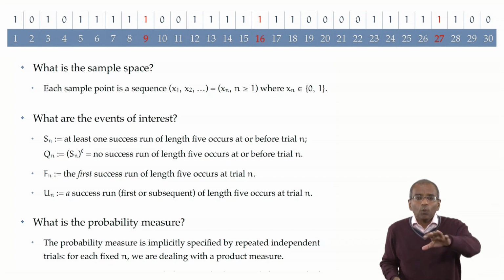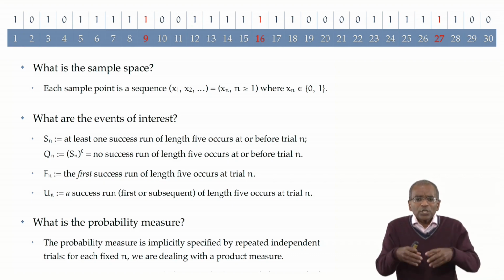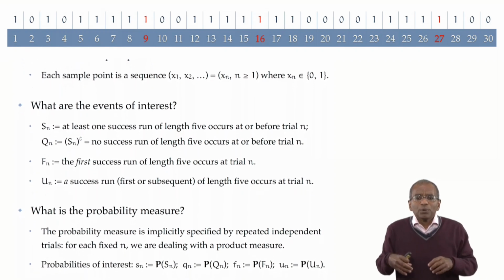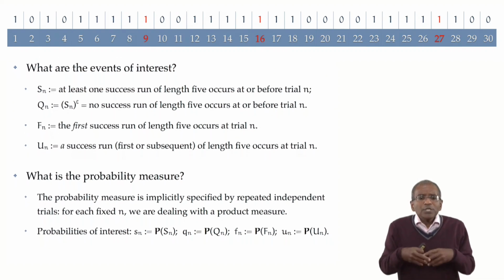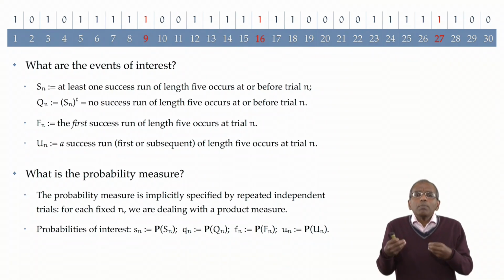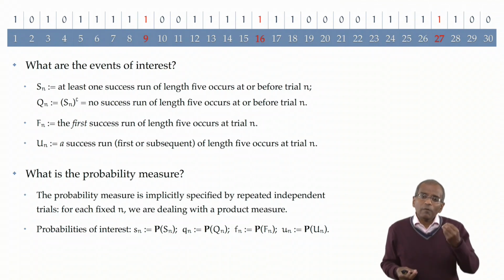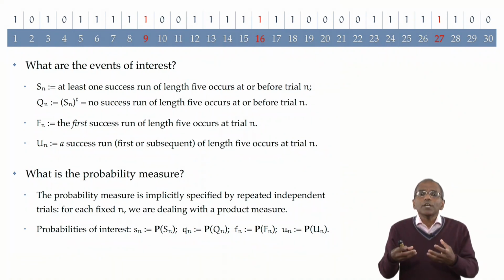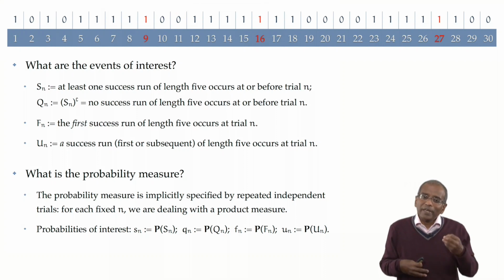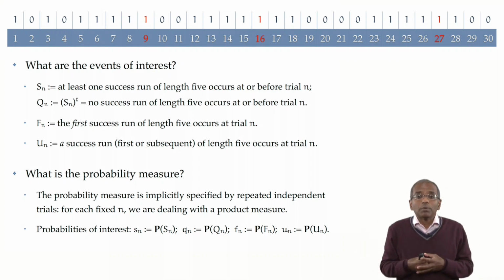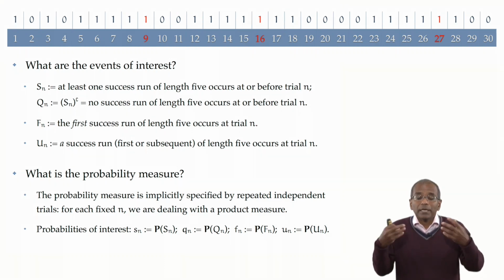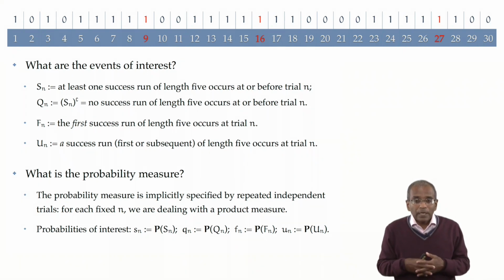And immediately, with this at the back of our mind, let's introduce a little notation for the probabilities of the events in question, just to keep our notation a little more compact, to prevent it from burgeoning. So let's use lowercase letters for the probabilities of the associated events. Lowercase s of n for the probability of the event big S of n. Lowercase q of n for the probability of the event big Q sub n. Little f sub n and little u sub n, respectively, for the probabilities of the events big F sub n and big U sub n, respectively.